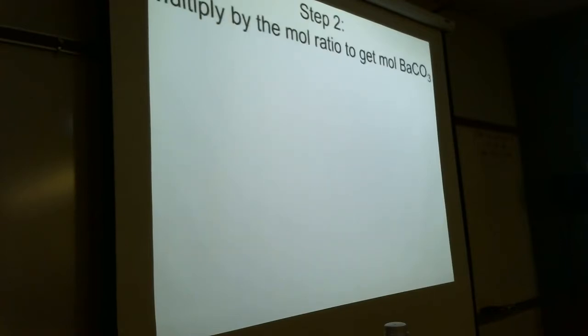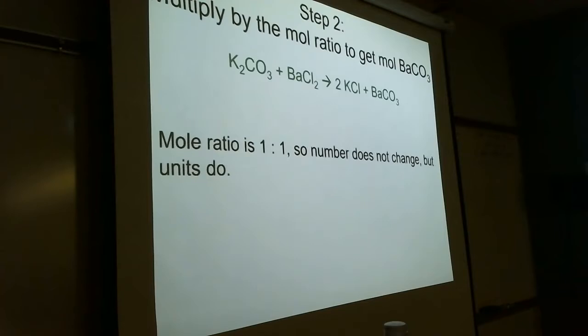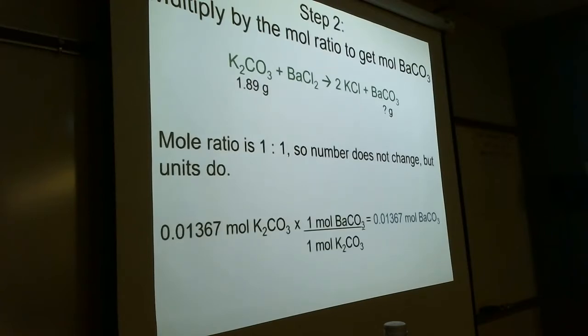All right, now we're going to use the mole ratio, which is 1 to 1, right? 1 mole here to 1 mole here. So my number doesn't change, just my units. Even though the mole ratio is 1 to 1, I still want to see this step in your work because I want to know how you converted units from moles of K2CO3 to moles of BaCO3. Even though my number isn't changing, I still want to see this step so that I can know that you understand how to convert those units. So please show me this step.